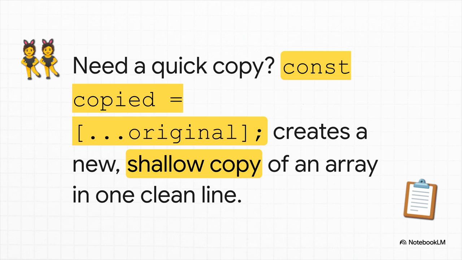Need a quick copy of an array? This is hands down the cleanest way to do it now. Spreading an array inside a new set of square brackets creates a brand new array holding the same elements. We call this a shallow copy, and it's perfect for when you want to avoid accidentally changing your original data.